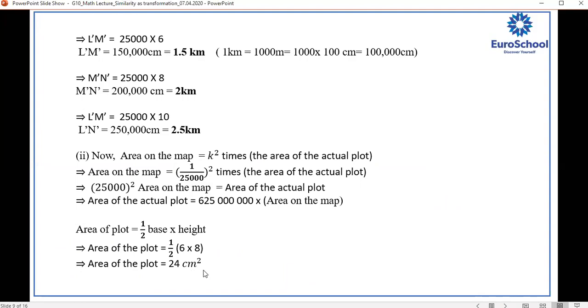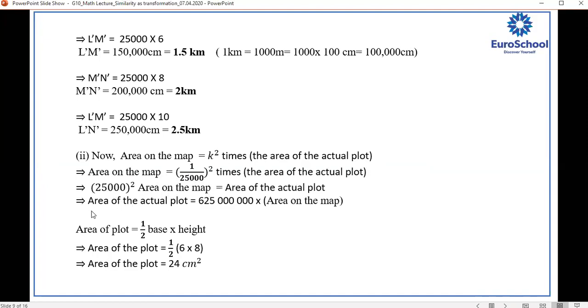Understood? Now, there was one formula based on the area. What was that? Area on the map is equal to k square times area of the actual plot. k square, because we are using base and height. I've already explained all this, right? Now, area on the map is equal to 1 upon 25,000 whole square times area of the actual plot. We need to find the area of the actual plot. So what will we do? We'll multiply 25,000 square into area on the map. It's a linear equation. We can easily solve it, right?